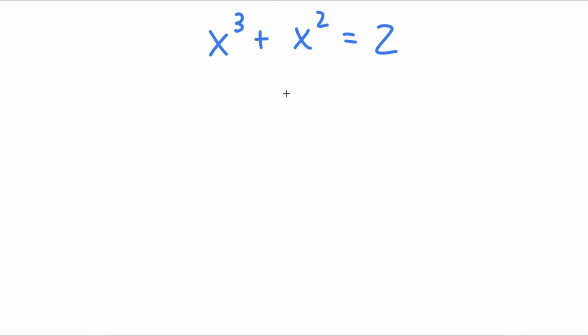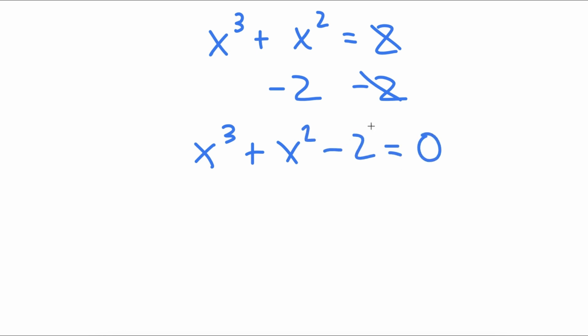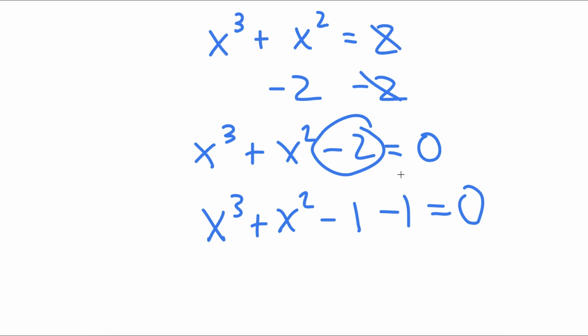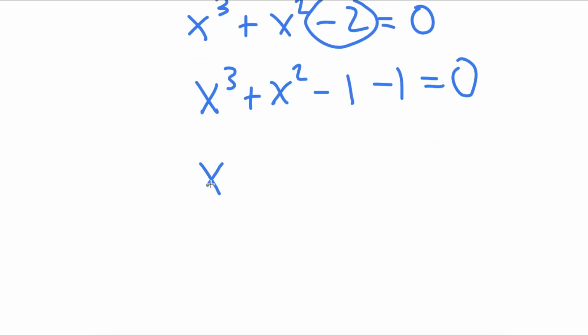Alright, so in this problem, I have x to the power of 3 plus x to the power of 2 is equal to 2. So to solve this, I'm going to first start by subtracting 2 on both sides. So then these two cancel out. And I have x to the power of 3 plus x to the power of 2 minus 2 is equal to 0. Now negative 2, this is the same thing as negative 1 minus 1. And now I'm going to rewrite this as x to the power of 3 minus 1 to the power of 3, because 1 is the same thing as 1 to the power of 3, plus x squared minus 1 is equal to 0.